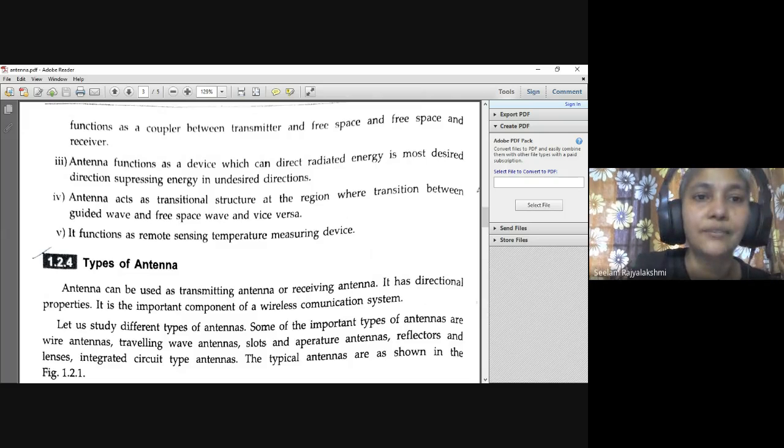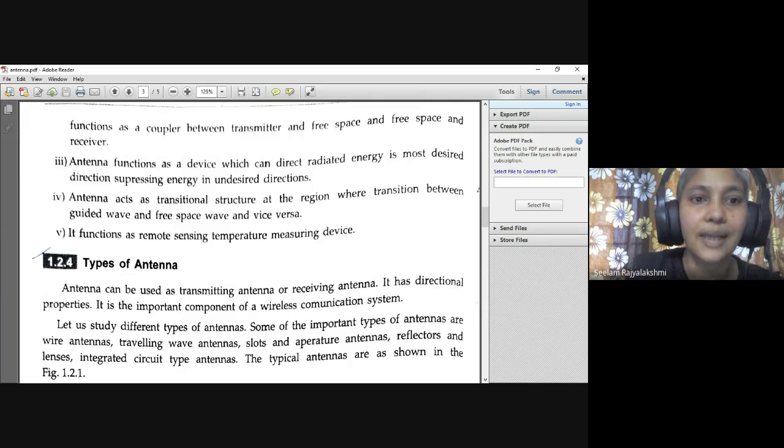Now, the antenna functions as a device which can direct radiated energy in the most desired direction, suppressing energy in undesired directions. That means the antenna functions as a device which can direct radiated energy in the most desired direction, that is, the direction in which we want to send this energy. In the desired directions it will send, and it suppresses the energy in the undesired directions.